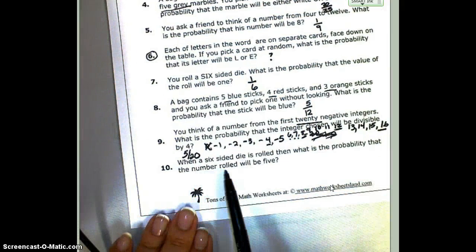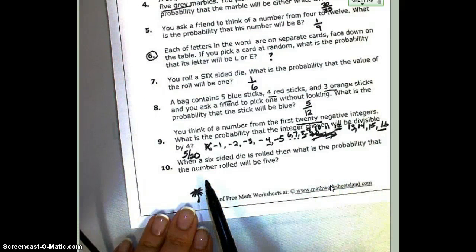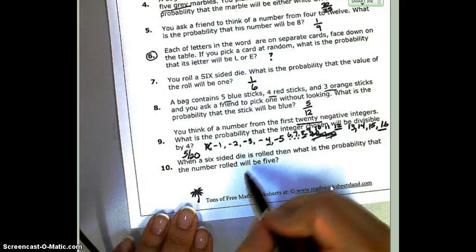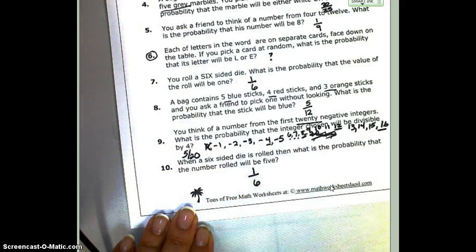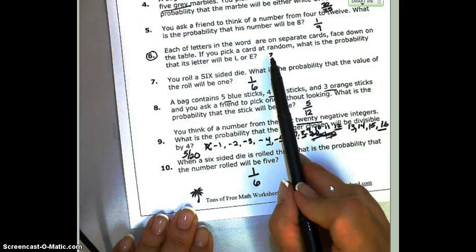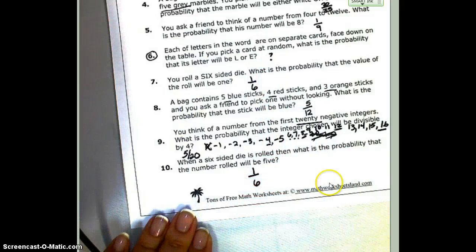When a six-sided die is rolled, what is the probability that the number rolled will be a 5? Well, there's one 5 on there, and there are 6 sides, so 1/6 for that one. Alright, I think that's it, and I think we're just going to skip number 6 because I don't think there's a word. I think it's a typo. Thanks for working with me today.